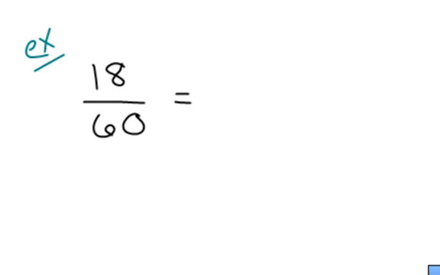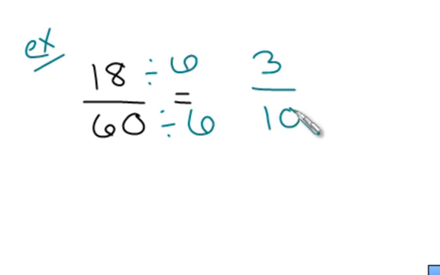Okay. Does 6 go into 18? Yeah. So we're going to divide by 6. And we're going to divide by 6. What's 18 divided by 6? 3. What's 60 divided by 6? 10. Okay? Again, if you see the GCF right away, it's going to make this process really fast. That was kind of a hard one to see.